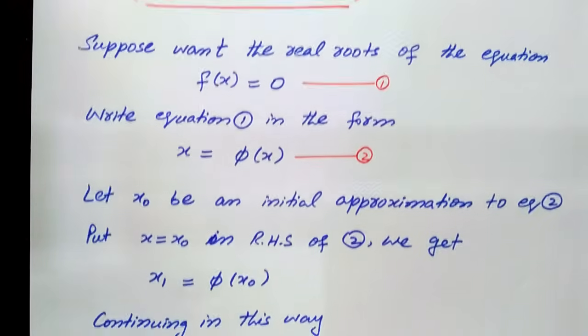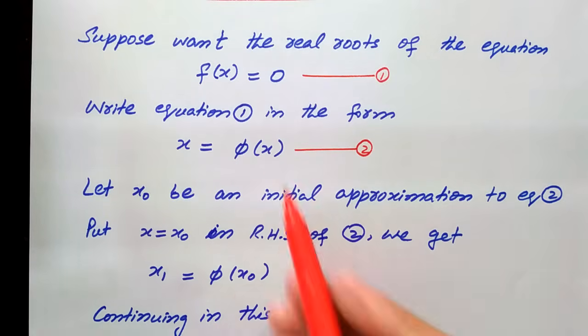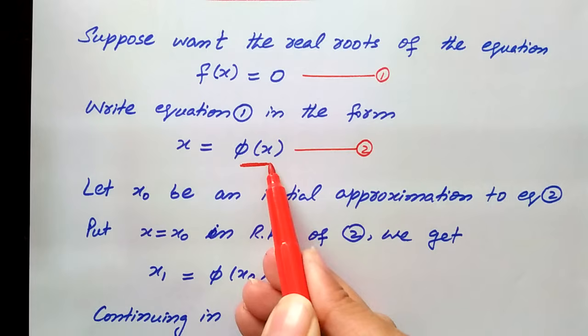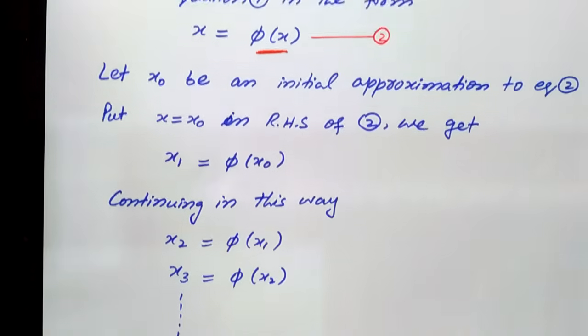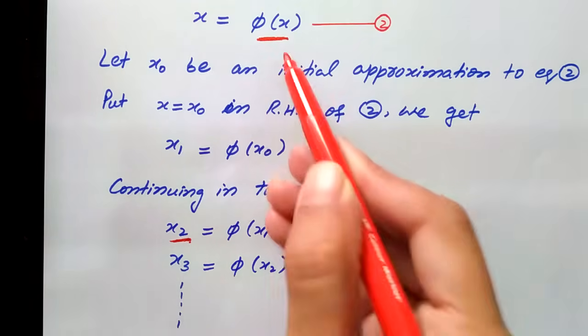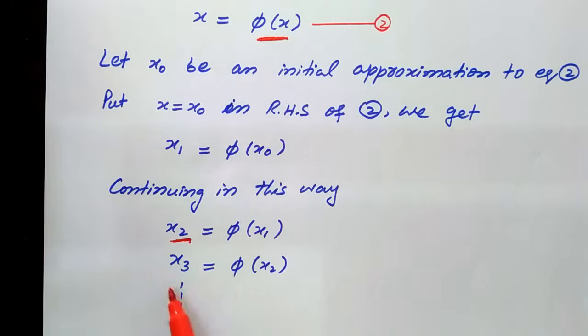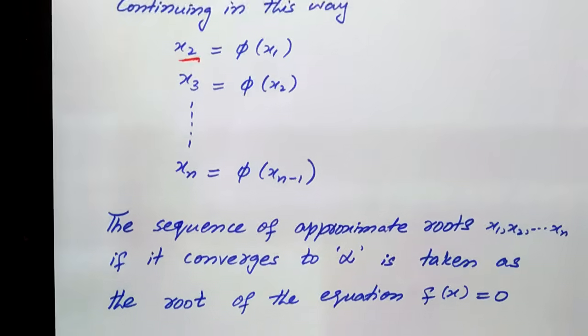Let x naught be an initial approximation to equation 2. Put x equals x naught in the right hand side of equation 2. We will get x1 equals phi of x naught. Continuing in this way, x2 will be equal to phi of x1. And when we get the value of x2, we will use this value of x2 in place of x again. So x3 will be equal to phi of x2, up to xn equals phi of xn minus 1.